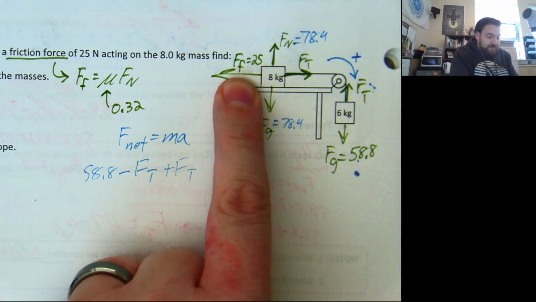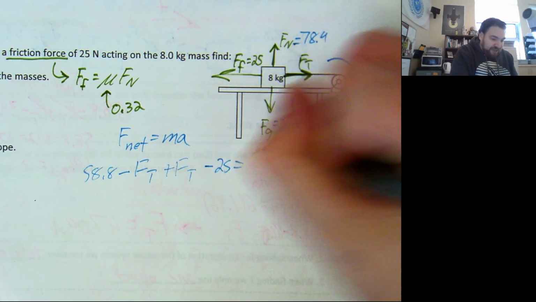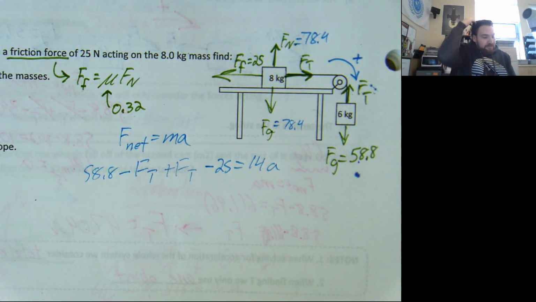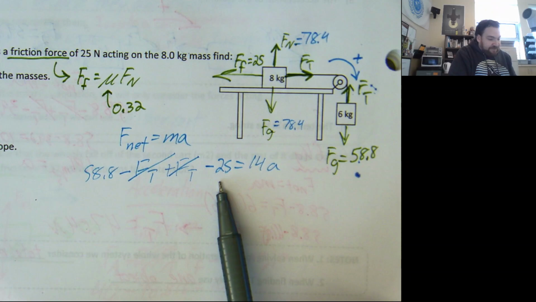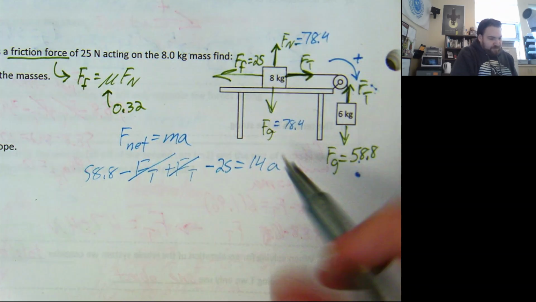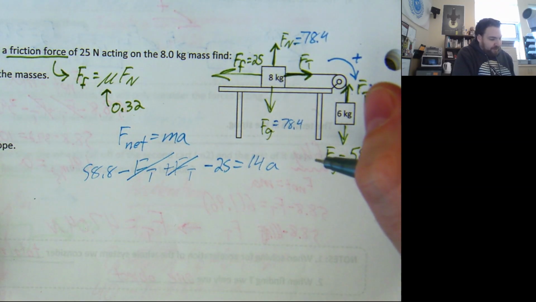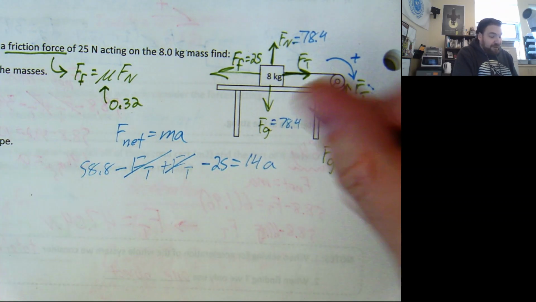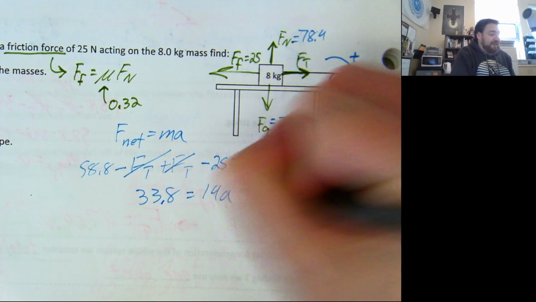And that's minus a friction force. I know the value for that, so I'm just going to plug that in here. That's 25. And that's going to equal the combined mass of the system, which is 14, times A. This and this cancel. 58.8 minus 25 is... nope, 28.8. Nope, it's bigger than that. Come on, read off. Should not need a calculator for this. 33.8. I'll call it because it's the end of the day Monday. I needed a calculator for that.